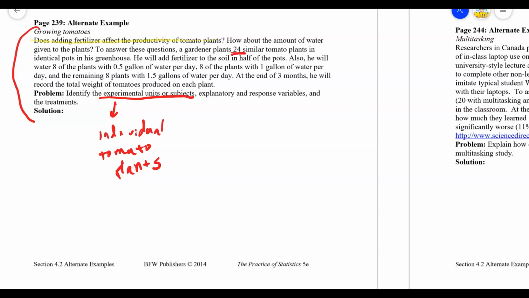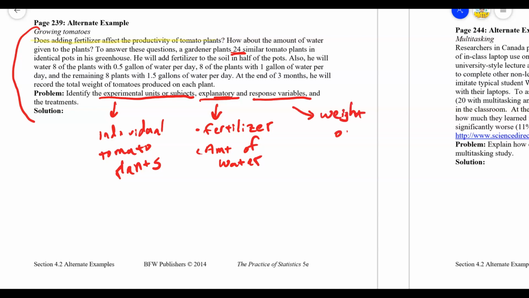What are the explanatory and response variables? So the explanatory variables, we're going to have 2, right? We have presence of fertilizer, whether fertilizer was admitted or not. Okay, that would be one, whether or not they received fertilizer. And then the other would be amount of water, because there's no saying water or not water, right? So fertilizer is yes or no, did it receive fertilizer or not? And then we're going to look at the amount of water. So those are our 2 explanatory variables. And then the response variable is going to be the weight of each plant.